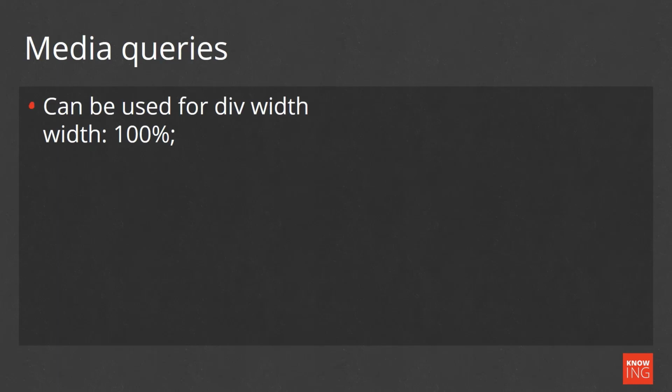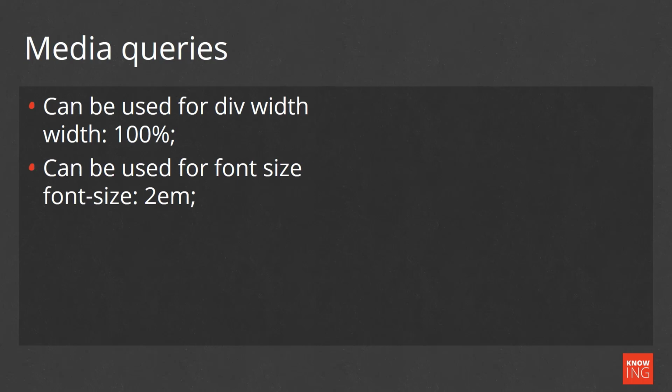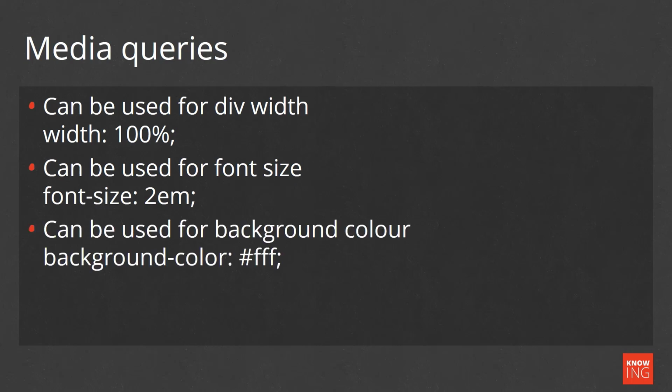So media queries can be used for div width. So for instance, if on a smaller phone you want to change the width to 100% rather than 50% or something like that. It can be used to change the font size. So if you want the font size to increase on smaller devices to make it easier to read. It can be used for different background color. So if it would be easier to read it on a phone with greater contrast, you can change the colors. And in fact, all CSS instructions can be changed using a media query.